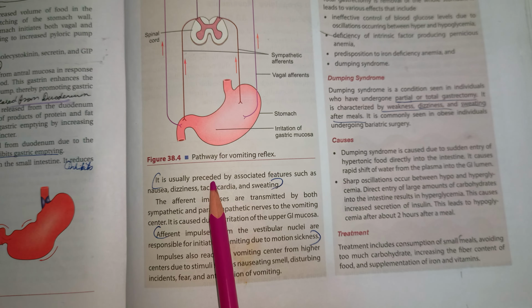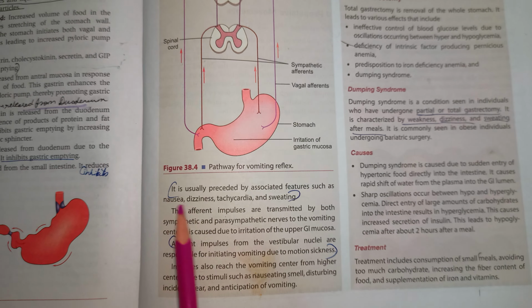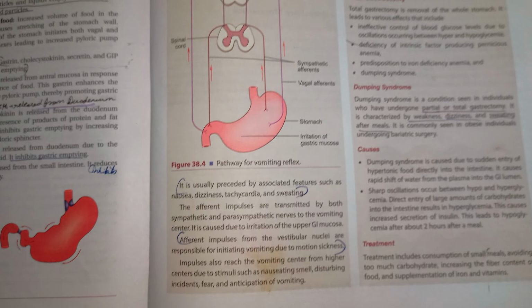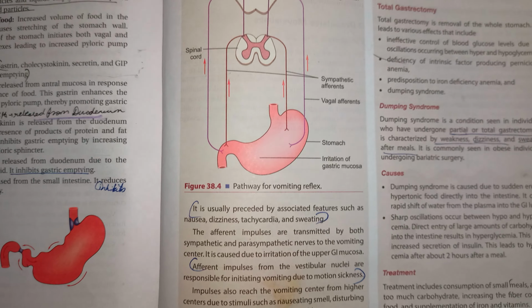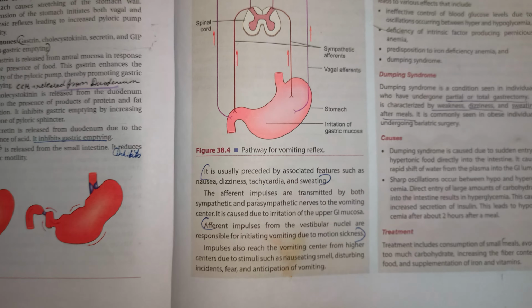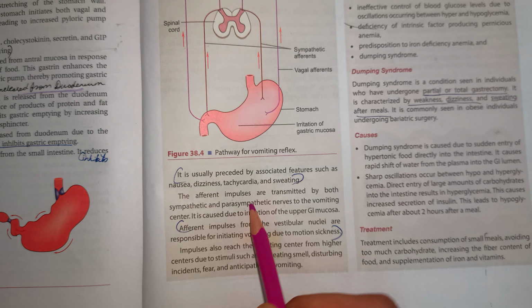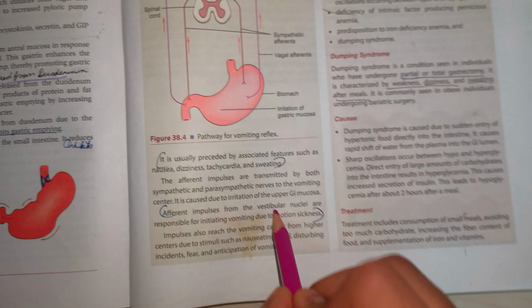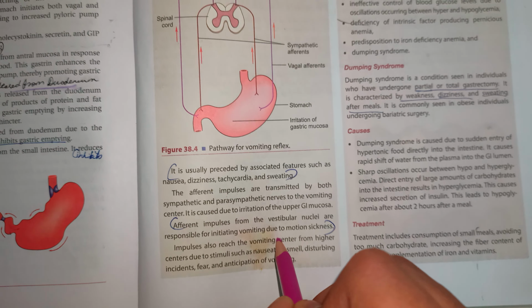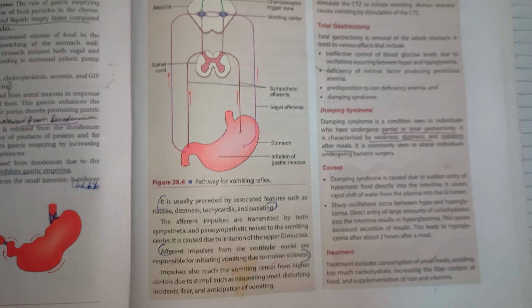Now, it is usually preceded by the associated features such as nausea, dizziness, tachycardia, sweating. Also, you can feel like your mouth getting filled with saliva, like the salivation increases. Okay. Now, the afferent impulses are transmitted by both sympathetic and parasympathetic. Afferent impulses from the vestibular nuclei are responsible for initiating vomiting due to the motion sickness. Mostly, people who have traveling sickness and on motion sickness, they will undergo vomiting.